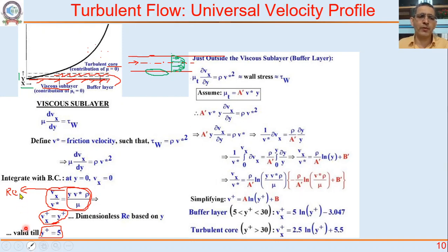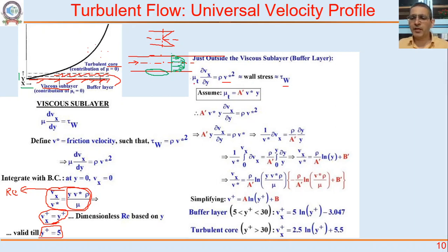Recall how the stress was in a pipe flow. If this was a pipe and our stress profile, if you want to draw, this is the center line. Stress profile was like this. Stress was 0 at the center, stress was tau w at the wall, and we are at the edge of the viscous sublayer, in the buffer layer. Stress is still almost like tau w. So mu t dvx by dy is almost like rho v star square. It's almost like tau w.